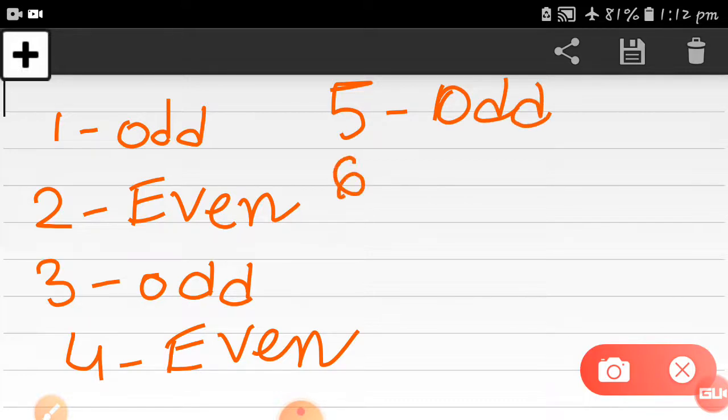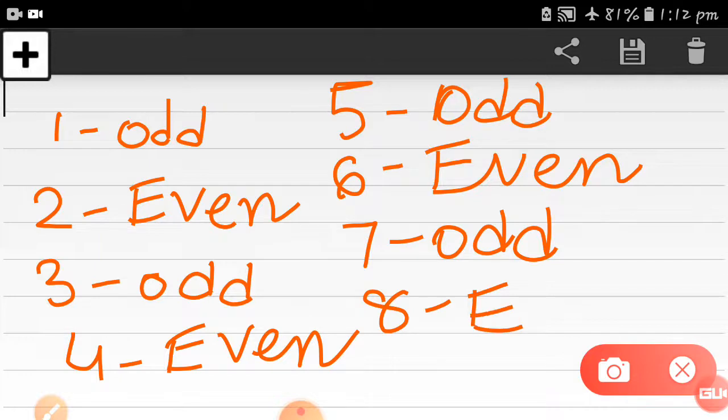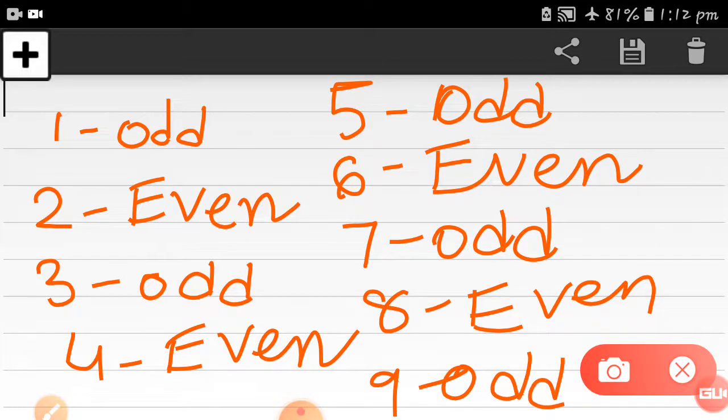Then number 6, even number. Then number 7, odd. Then number 8, even. Then number 9, odd. Can you tell me number 10 is what? Odd or even? Number 10. So this is the concept of odd and even.